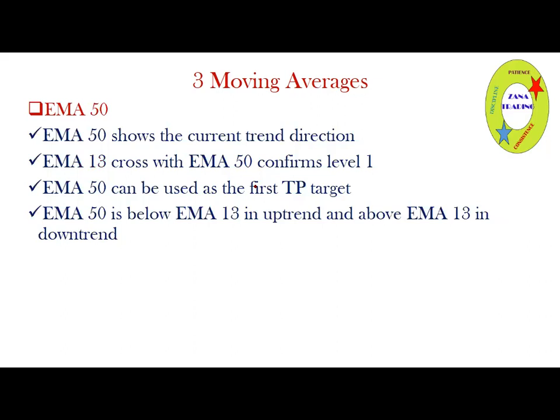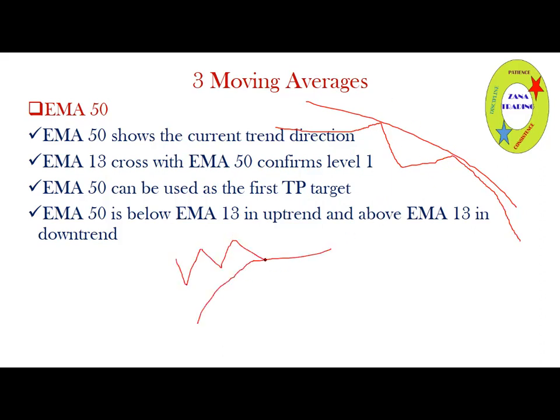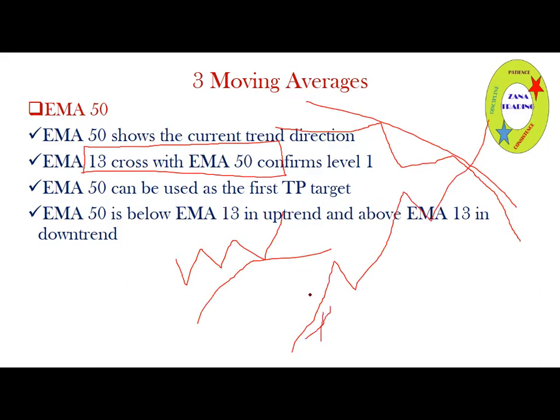Then we have the 50 moving average. This shows the current trend direction. So 50 normally, if it is in the day, it will be hitting that point and going down. So the price will be below the 50 moving average in the downtrend, and the price will be above the 50 moving average in the uptrend. So again, if the EMA13 and the EMA50 cross, this confirms that you are in level 1 of your weekly cycle. So level 1 normally 13 and 50 cross somewhere there.